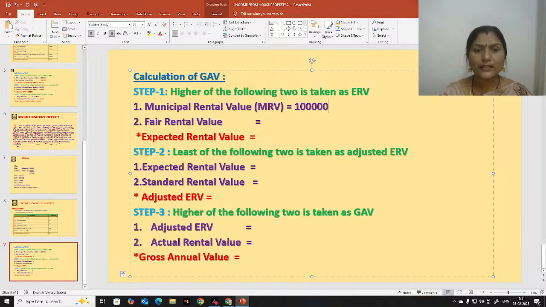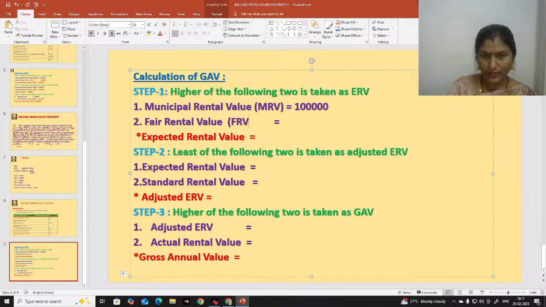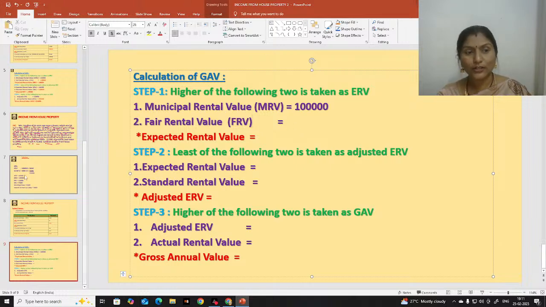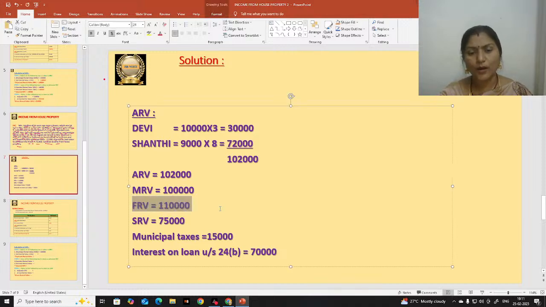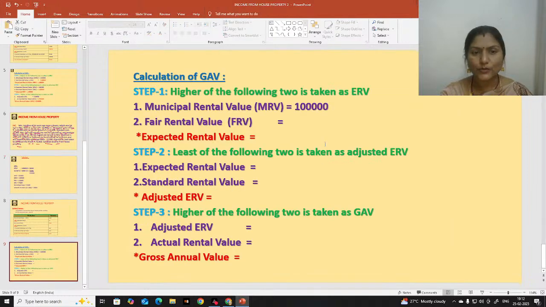And the second one is FRV, fair rental value. Fair rental value is the second one, that is FRV. So let us write the short form of that. Fair rental value means FRV. Already we took that also from the question and recorded it in the solution box. Let us see what it is. You can see here FRV. FRV is how much? 1,10,000. So you should take 1,10,000 in the place of FRV. Let us go and take 1,10,000 there.